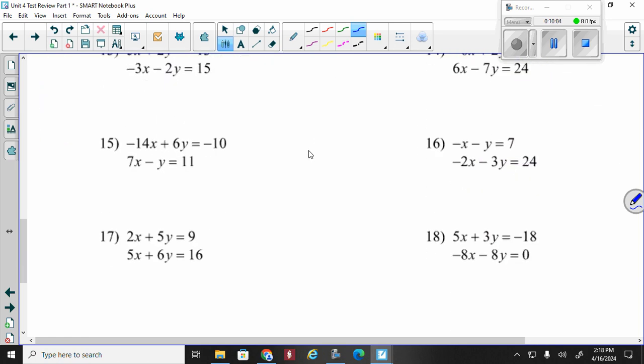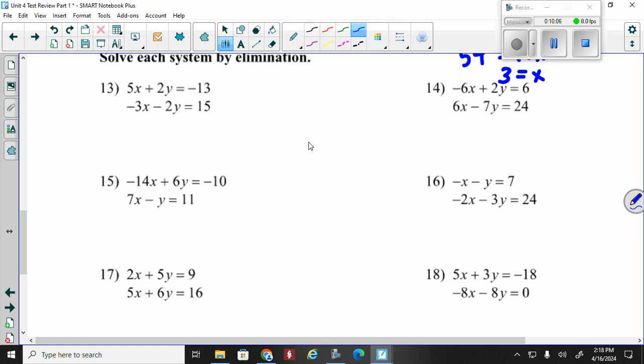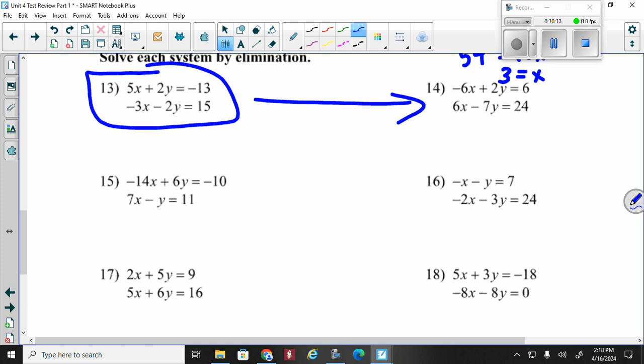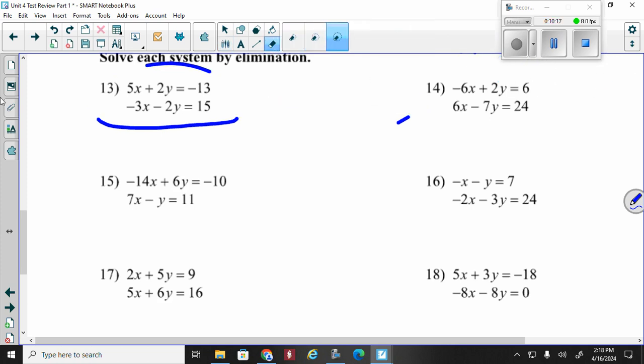Now, the way that I set up questions 13, 14, and the rest of the worksheet, I basically said this question is exactly like that question. So I'm going to solve question 13 and just give you the answer to 14. All right. So let me go ahead and clean this up.